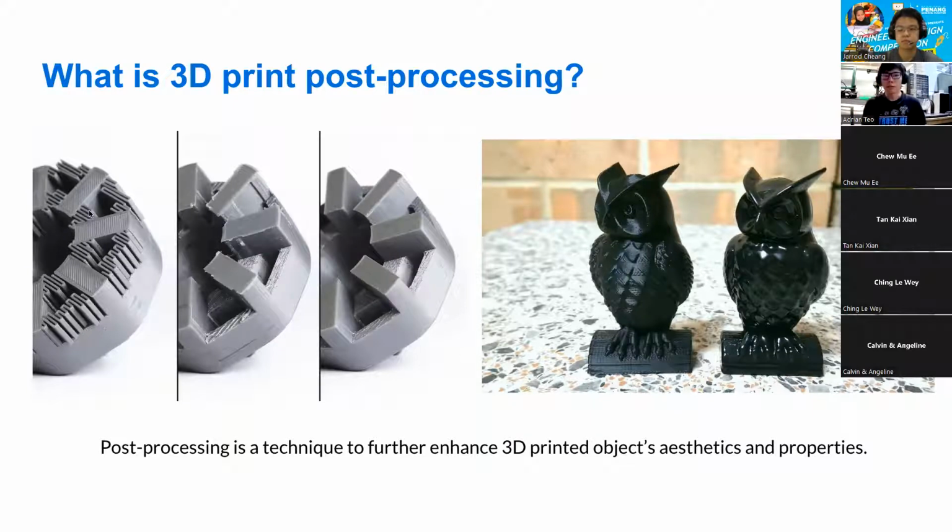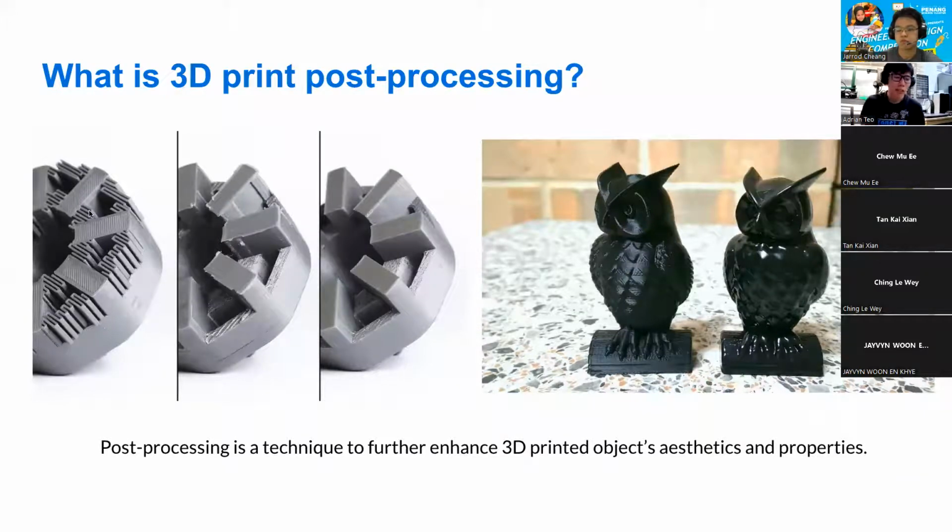On the image above, on the left, the photo shows supports, and then you need to remove the supports and do some sanding. You need to make it smooth and beautiful. On the right side, same, you printed an owl, and then you need to make it shiny and look nice, or else it's just a 3D printed part, it's not a product.